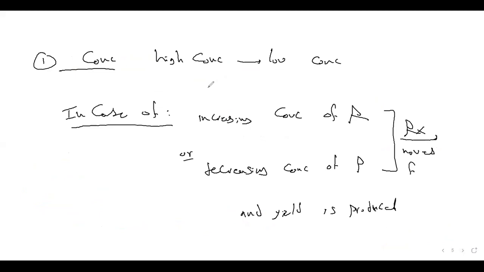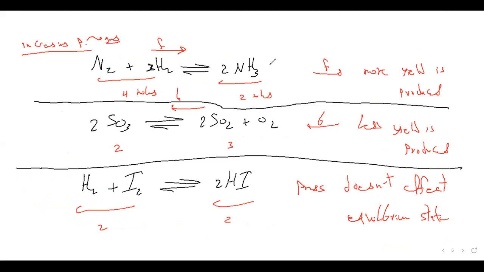After that, concentration moves from high concentration to low concentration. So in case of increasing concentration of reactants or decreasing concentration of the products, the reaction moves forward and more yield is produced. After that, in case of pressure, by increasing pressure, the reaction moves to the less number of moles. So the reactants have 4 moles, product 2 moles. By increasing pressure, reaction moves forward from 4 to 2 and more yield is produced.